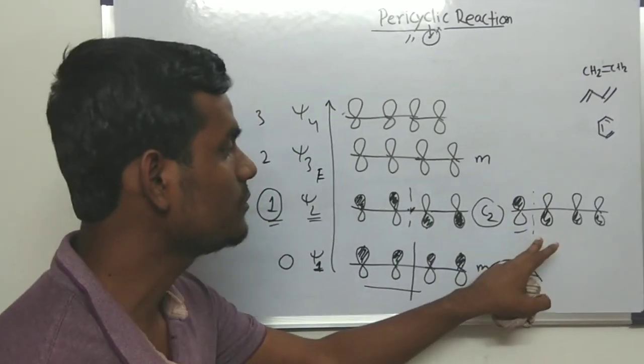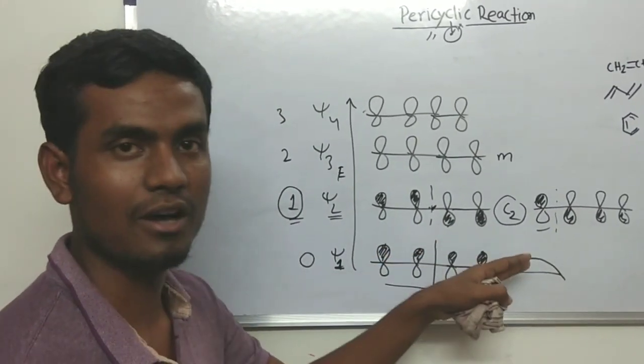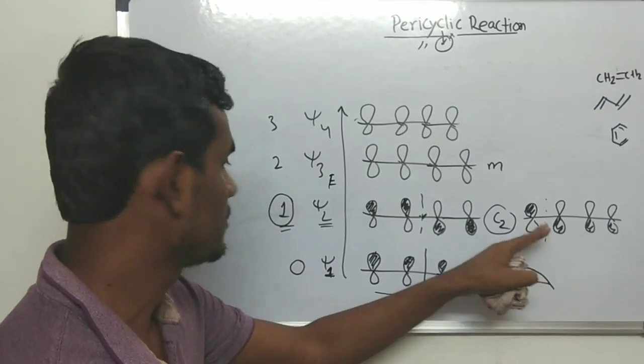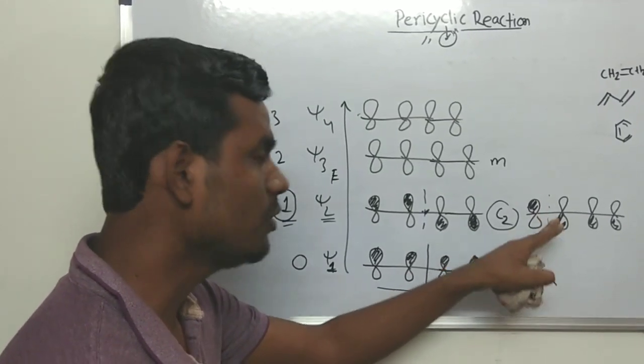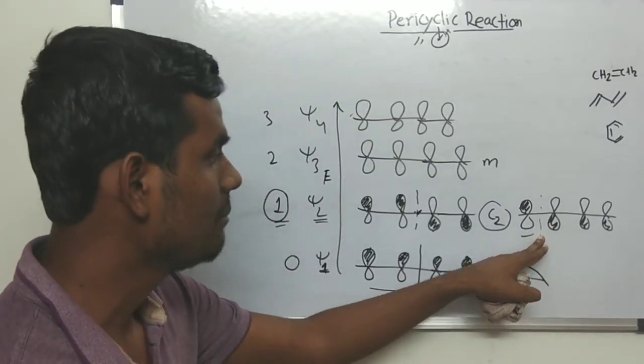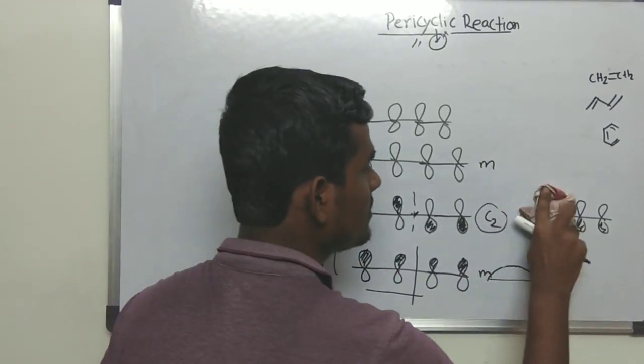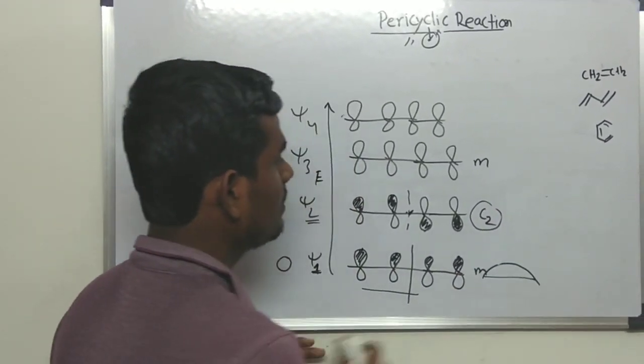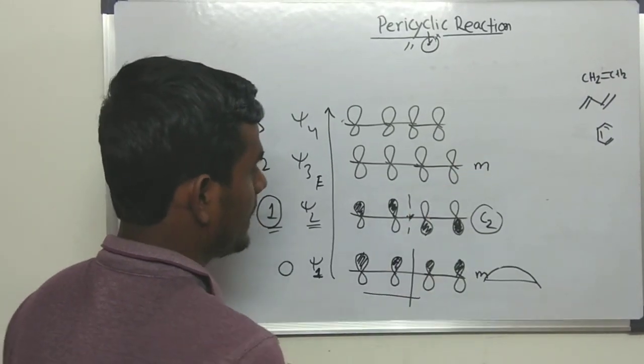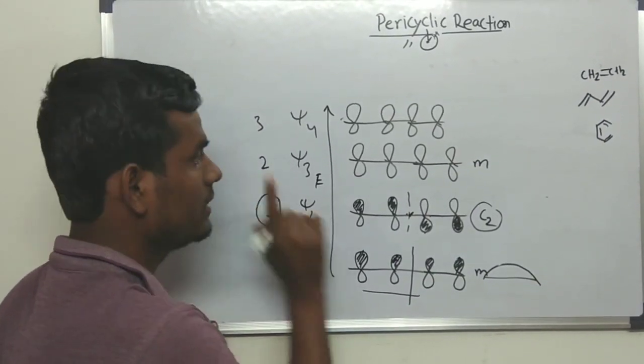That's why you always have to be careful about how to eliminate the option. It can't be my psi2, because though it has one nodal plane, it doesn't contain C2 symmetry. So you can easily eliminate this option. Now let's take psi3. What will be the number of nodes? That will be two nodal planes.